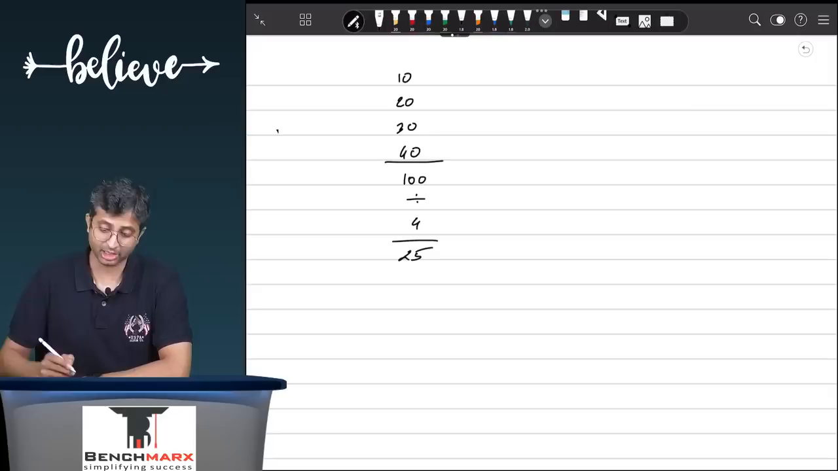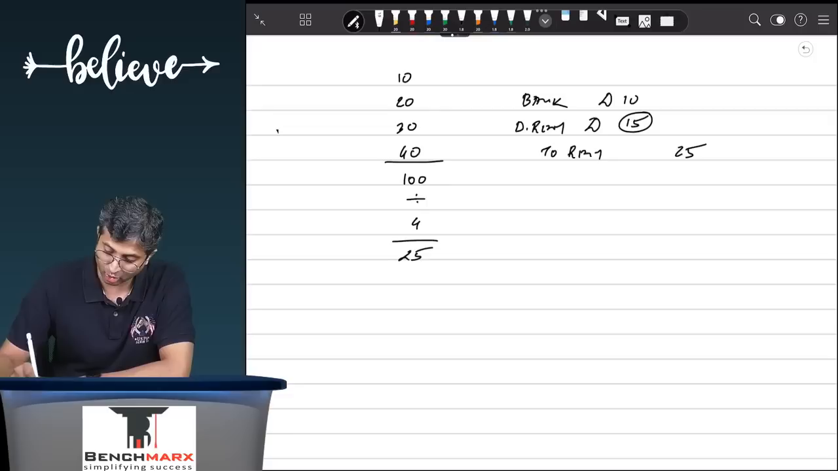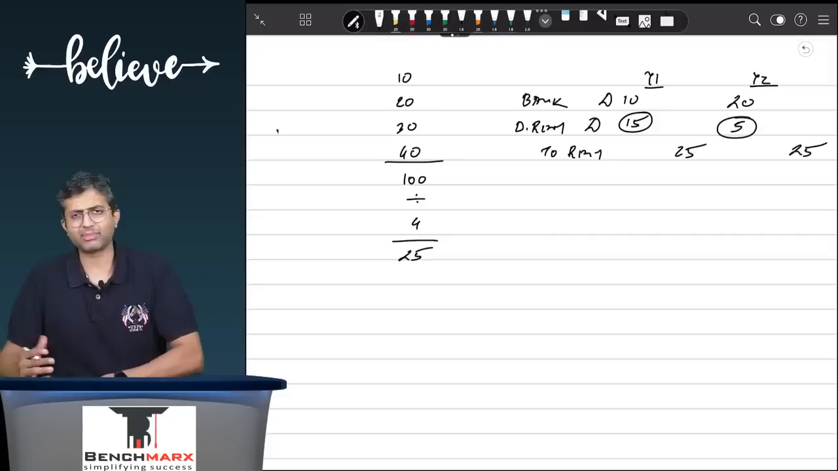per annum. In which case, your journal entry in years 1 and 2 will be bank account debit. I'm receiving only 10, but my rental income will be shown at 25, and hence 15 will go in deferred rent account, which can also be called lease equalization account. This is year 1. Even in year 2, you're receiving 20, rent will be 25, straight line basis.